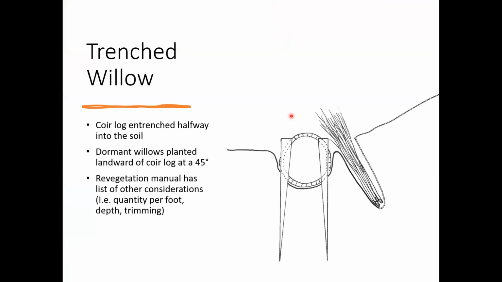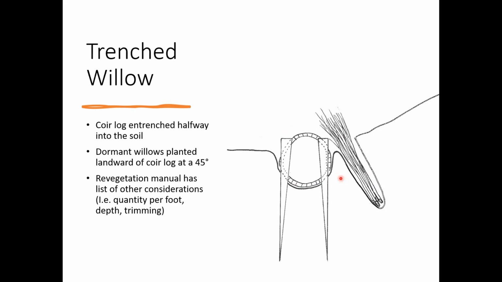So I'll go on to trenched willows here. Coir logs are the foundation for a lot of the bank stabilizations we do, so I'm just going to build on from here. In this photo, you'll see a side view of our coir log, our stakes, and then trenched willows behind. We use dormant willows that are planted landward of the coir log at a 45-degree angle. Feltleaf willows are usually the best willows to use. They grow quicker, they get taller, they're just really hardy willows.